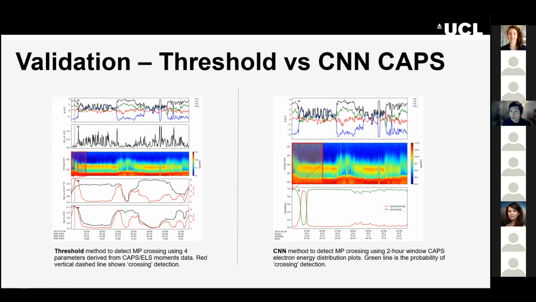But an obvious limitation of the CNN method is that you don't get localized predictions just because we are using 2-hour windows. But you can already see that this could be quite useful to flag regions of interest.